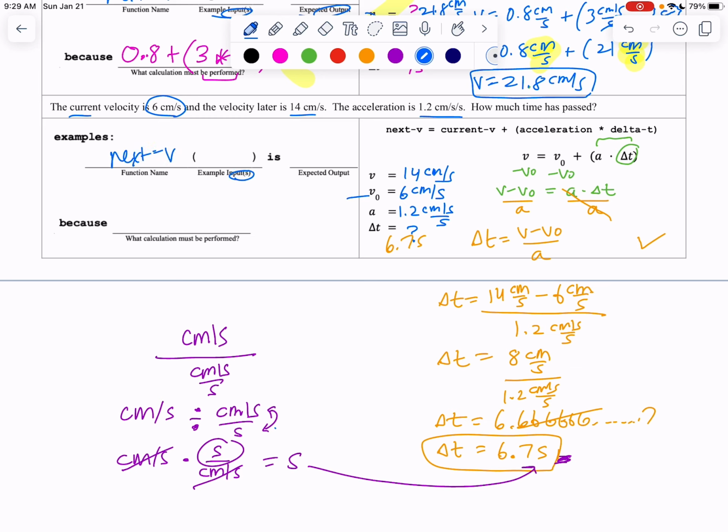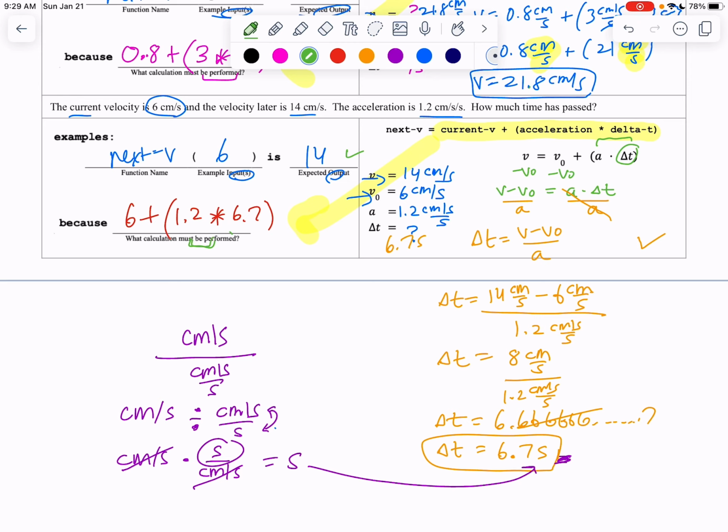All right, function next v. The input is my current v, which is 6. The output is my next v, which is 14. I'm just using this equation again. So my current v is 6 plus my acceleration is 1.2, times 6.7. If I have almost 7 times 1, that would be about 7-ish, or probably a little more, plus 6, that's how I'm going to get close to 14. Because this is probably close to 8 then.